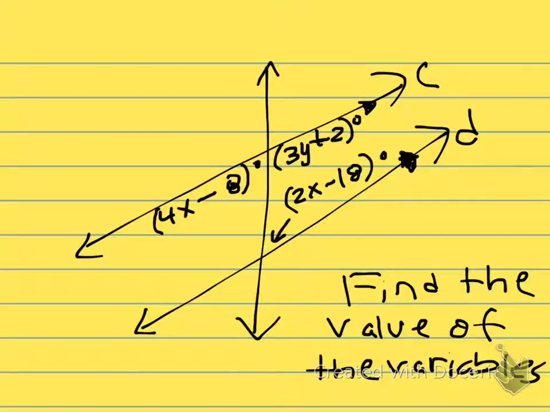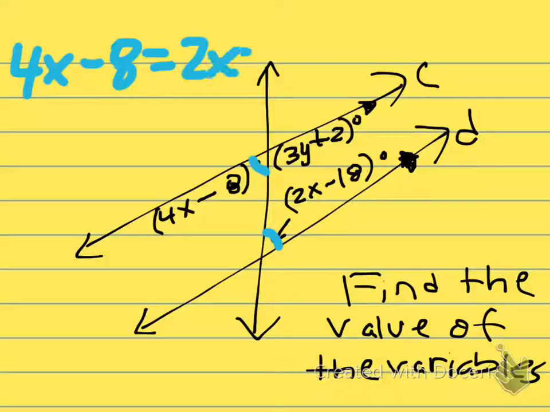So if we look at angle 4x minus 8 compared to angle 2x minus 18, those are alternate interior. We know that alternate interior angles are equal, so we could put them equal to each other to solve. So we're going to solve for x.